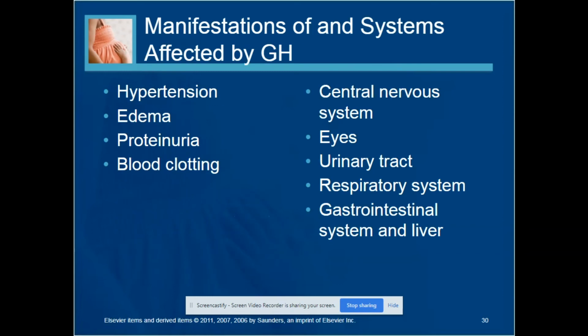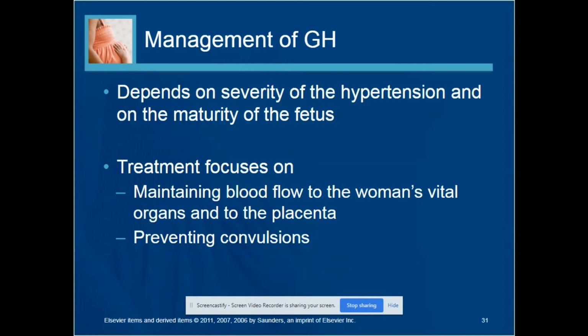So, manifestations of and systems affected by gestational hypertension. Obviously, they're going to have hypertension. With hypertension comes edema. Proteinuria means that when they pee, they're excessively losing proteins from their body. And then they can have blood clotting issues. They're going to have central nervous system issues such as a headache. Their eyes are going to be bloodshot or just kind of tired or irritated. They can have urinary tract symptoms, respiratory symptoms, GI, and liver symptoms.